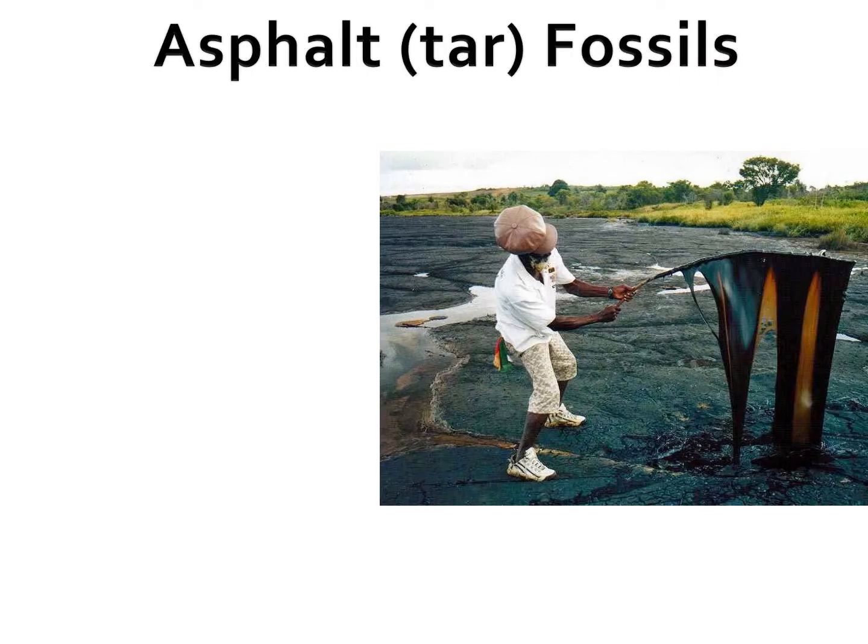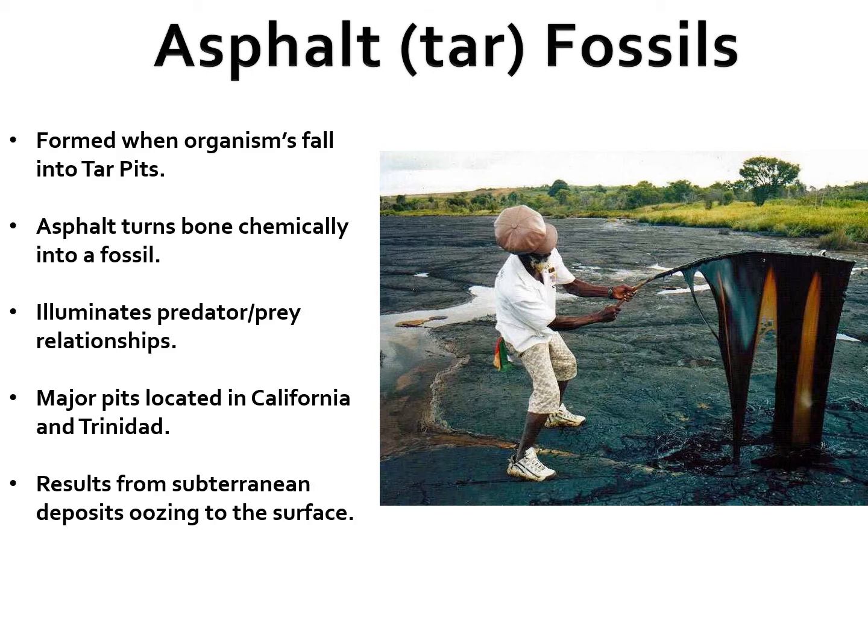We also have asphalt tar fossils, which some of you may be familiar with. One of the largest sets of tar pits in the United States is the La Brea tar pits in California. Tar fossils are formed when an organism falls into the tar pit, right? The asphalt turns the bone chemically into a fossil, preserves it. And interestingly enough, at least at La Brea, it can illuminate predator and prey relationships in the ancient past.